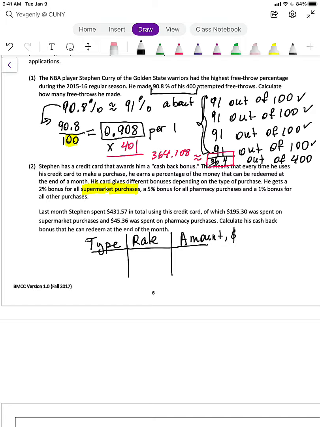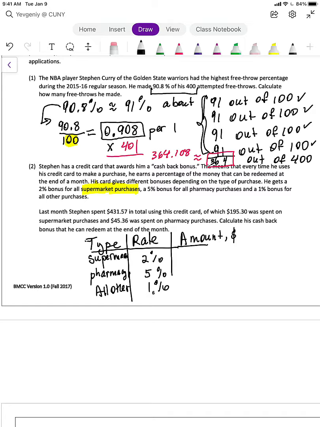All right, so let's look at the type. So we got supermarket. Give us a return of 2%. The next one is pharmacy. Gets 5%. And then everything else that does not fall under those two categories gets 1%. So it's not an additional percent, it's just 1% for purchases that do not fall in those two categories.